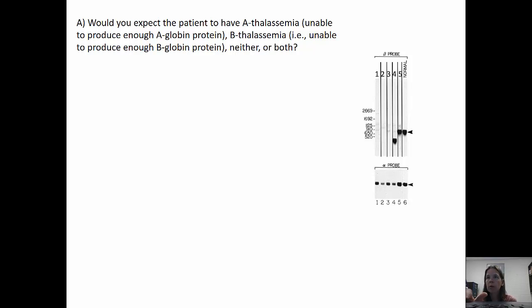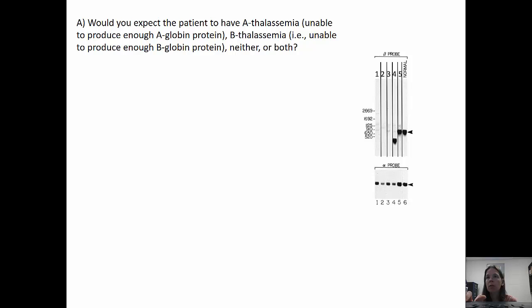So here is where the normal beta globin mRNA runs, right where this arrow is, and patient 4 has a shorter mRNA. You can see that the bands for the normal individual and the person with the disorder are about the same thickness, so that suggests that they are both able to transcribe the gene normally. There's just something wrong in patient number 4 that causes that mRNA to be shorter.